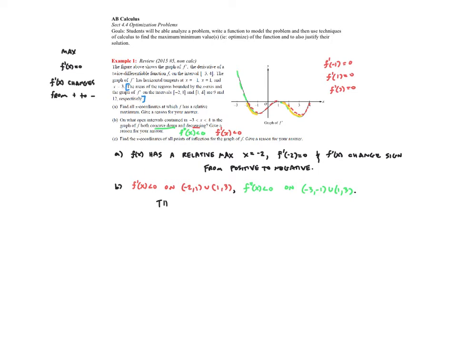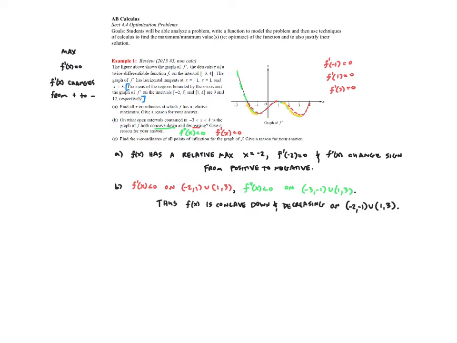Thus, f of x is concave down and decreasing on that yellow interval, which is from negative 2 to negative 1, as well as from 1 to 3. And my justification I already have written in red and in green right above that.